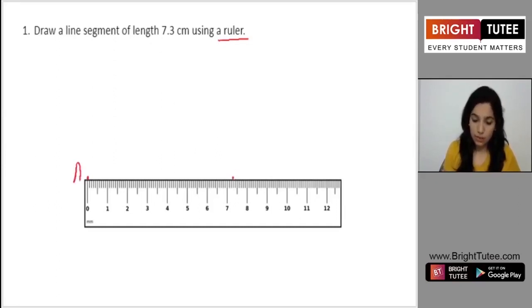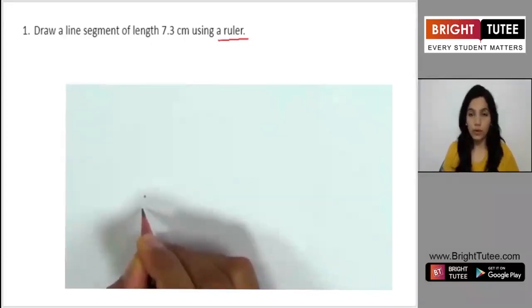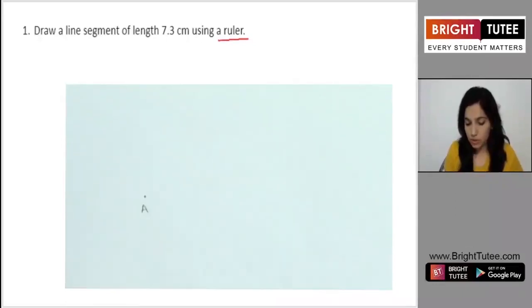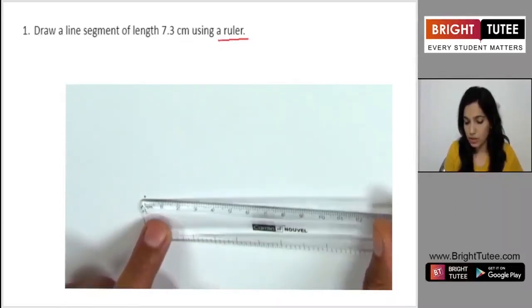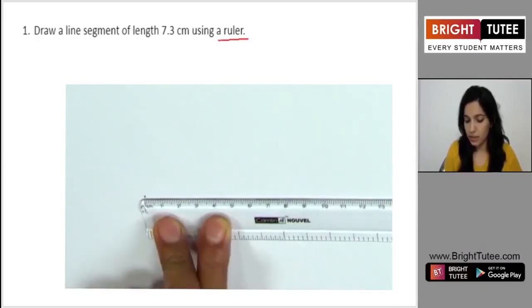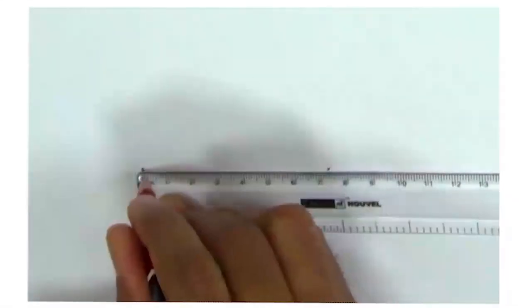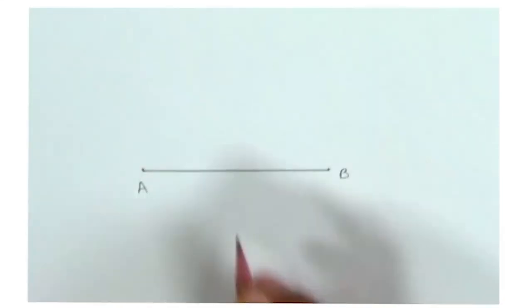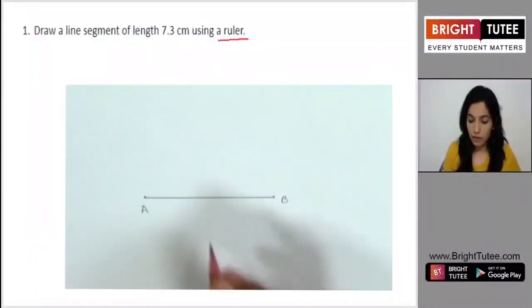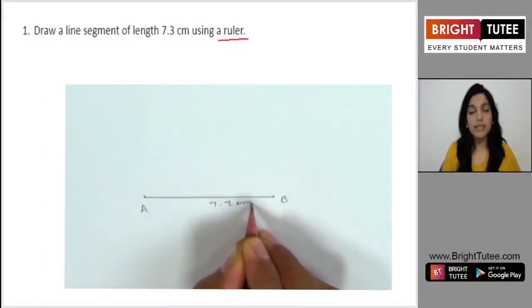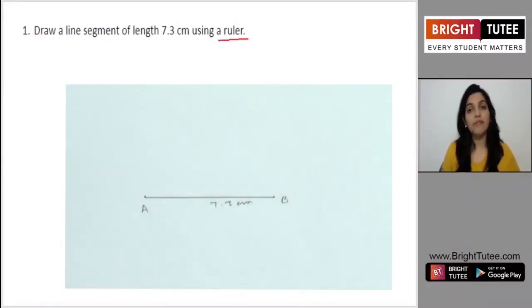Now you just have to draw. Let me mark this point A and let's mark this point as B. Now you just need to draw a straight line that joins your point A and point B. And what is the length of this line we have observed? It is 7.3 centimeters. Simple. When we do it with the ruler, it's really simple. Just with the help of the ruler, we read the marking till 7.3 and with the help of a sharp pencil, we draw a straight line.